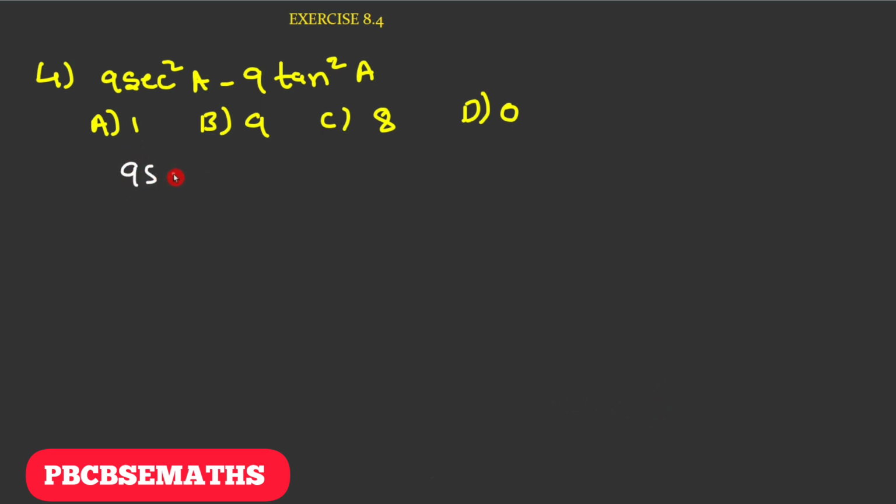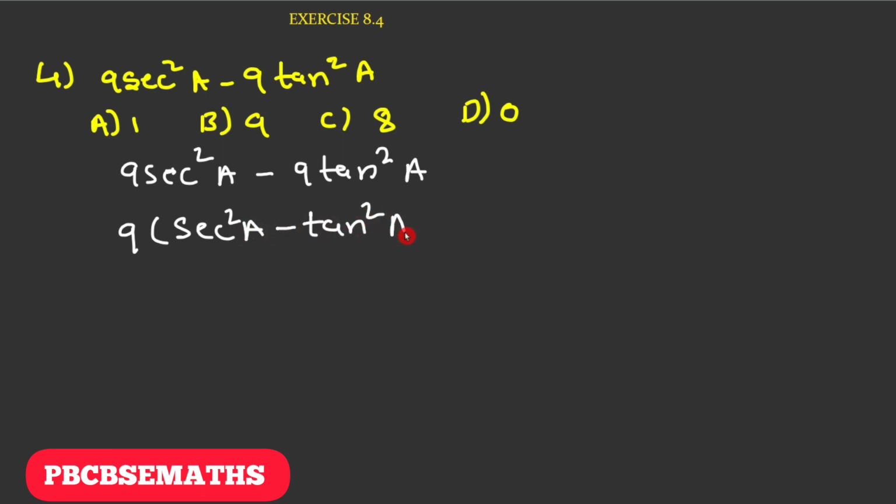We have 9 secant square A minus 9 tan square A. We can factor out 9 from both terms. So let's do that: 9 into bracket, we are left with secant square A minus tan square A. We know that secant square A is equal to tan square A plus 1. It is the trigonometric identity.